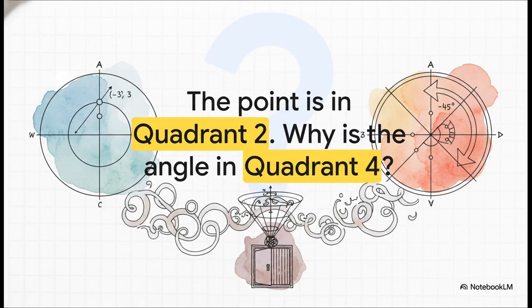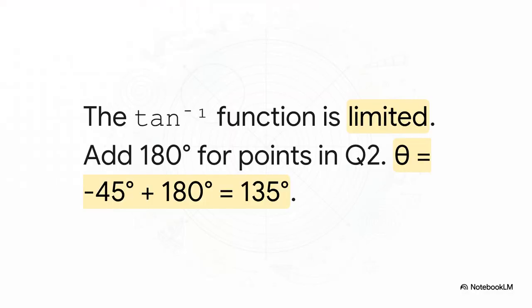This is a super common trap. So here's the deal, and this is absolutely crucial. Your calculator's inverse tangent function has a built-in limitation. It can only give you answers between -90 and +90 degrees. It can only see quadrants 1 and 4. Since our point is clearly in quadrant 2, we have to correct for this. And it's an easy fix.